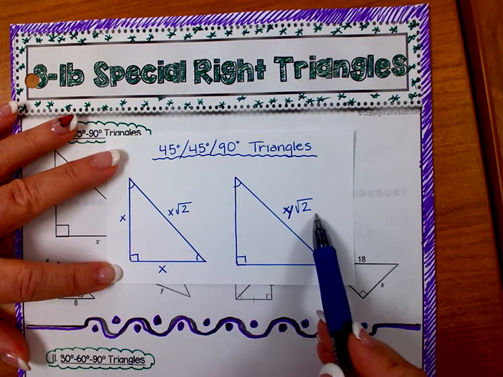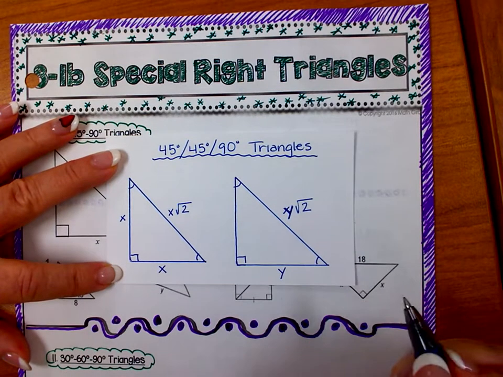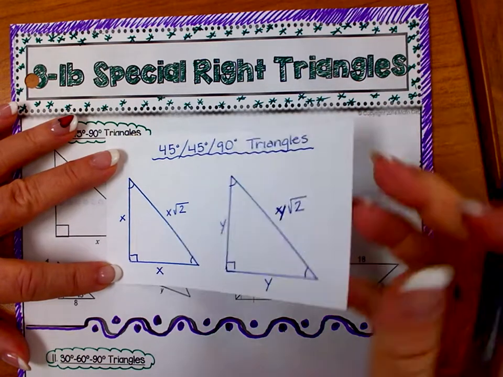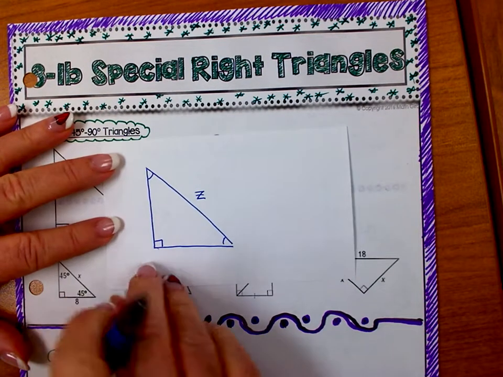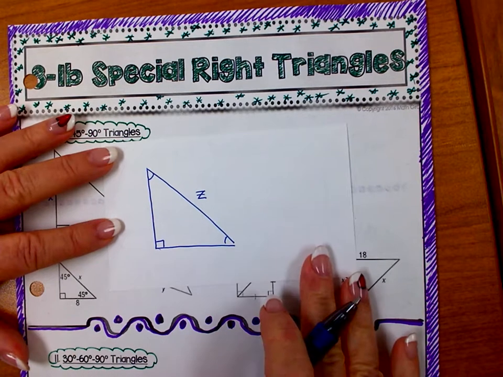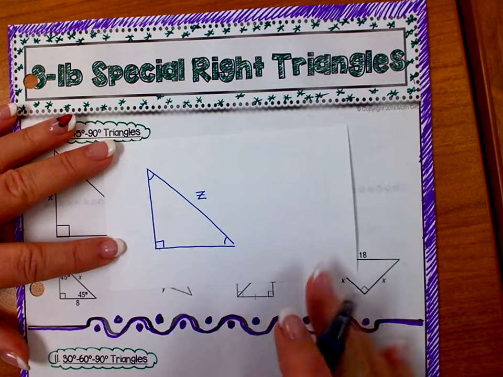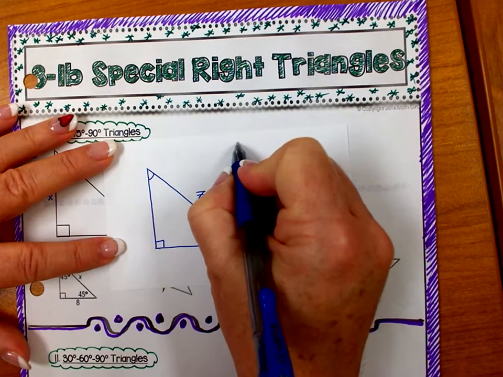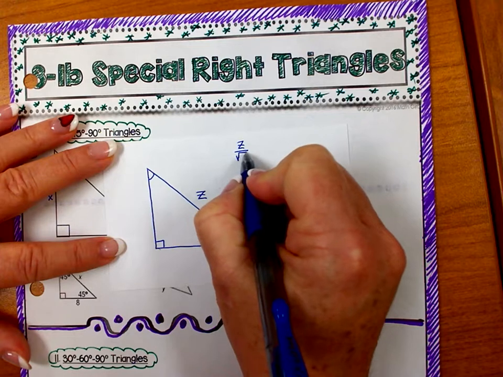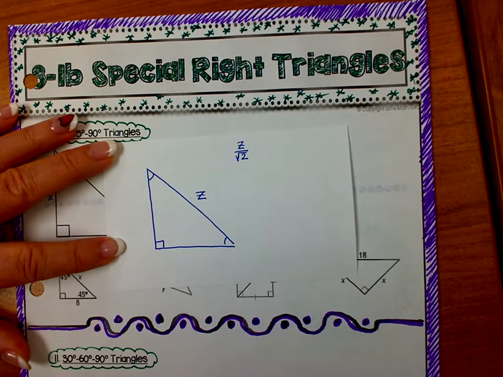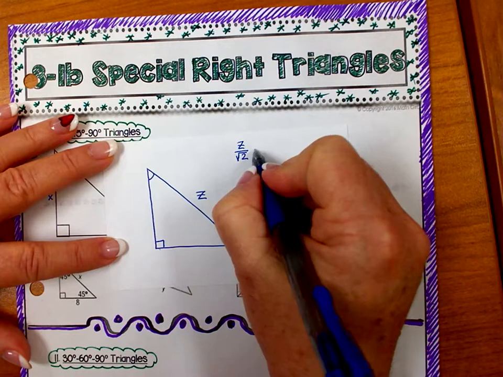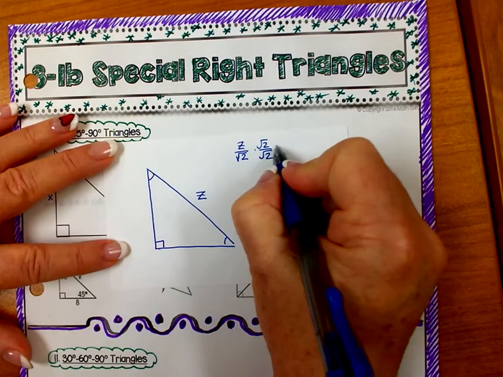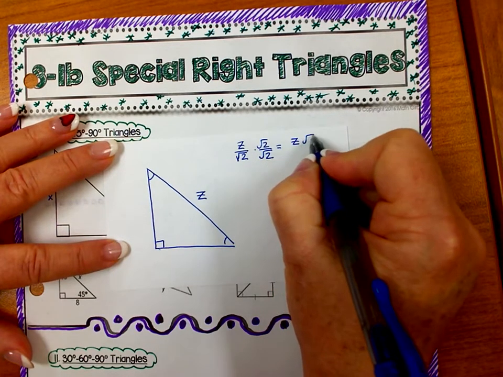So if I divide this by radical 2, I end up with y, and of course these are going to be the same. Now, it's not quite as easy if your hypotenuse is given to you and it's not in terms of radical 2. So we would want to still divide that by radical 2. All right, so z divided by radical 2 would look like that, but we're not allowed to have that there.